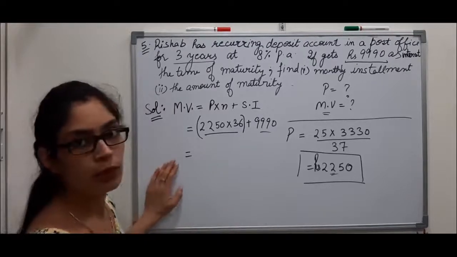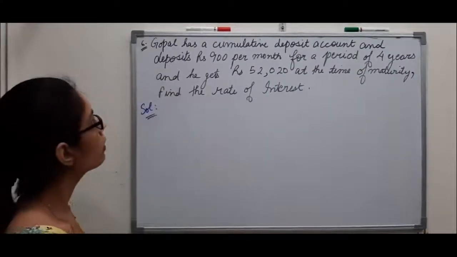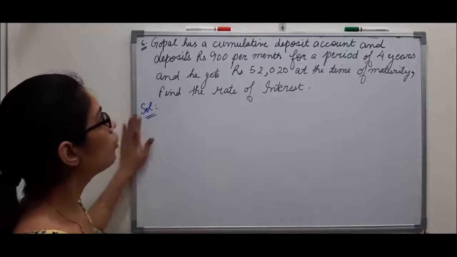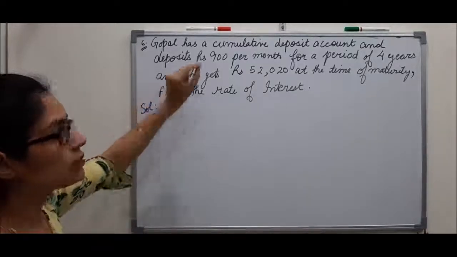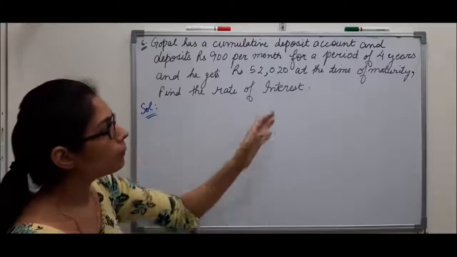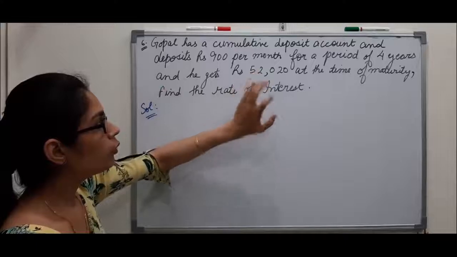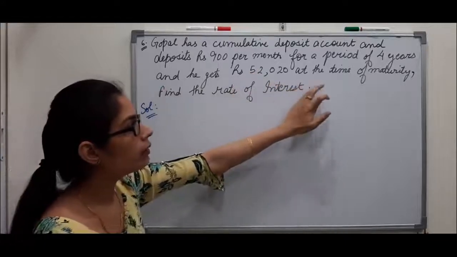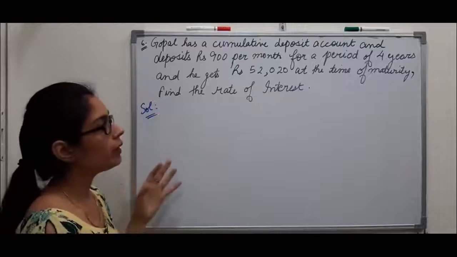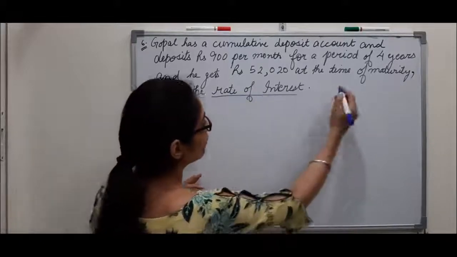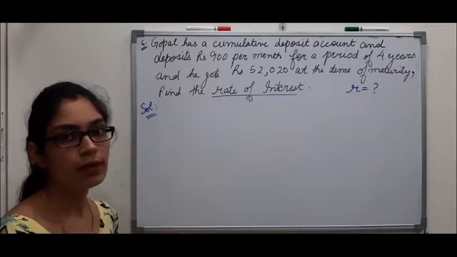Now let's move towards the next question. Sixth question is: Gopal has a cumulative deposit account and deposits rupees 900 per month for a period of 4 years, and he gets rupees 52,020 at the time of maturity. Find the rate of interest. So this question again, find the rate of interest. I know I have to calculate R. First focus on which things are given.